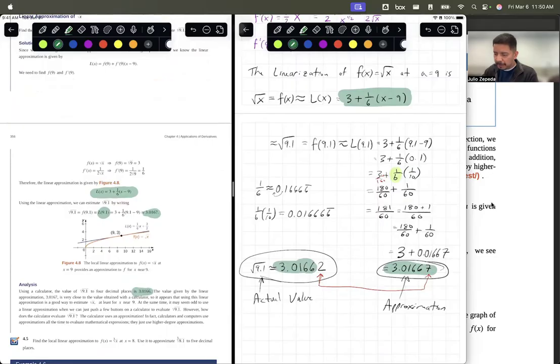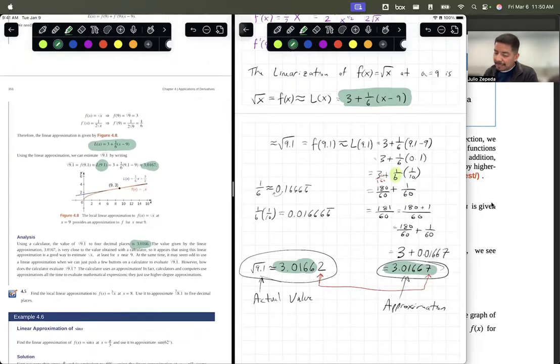All right, so let me read this paragraph here just to summarize. It says, using a calculator, the value of the square root of 9.1 to 4 decimal places is 3.0166. The value given by the linear approximation is 3.0167, which is very close to the value obtained with the calculator. So it appears that using this linear approximation is a good way to estimate the square root of x, at least for x values near 9. At the same time, it may seem odd to use a linear approximation when we could just push a few buttons on a calculator to evaluate the square root of 9.1.